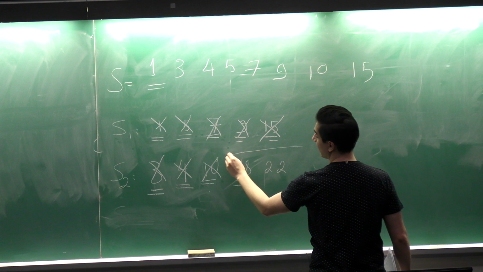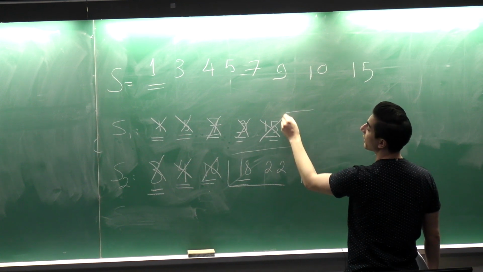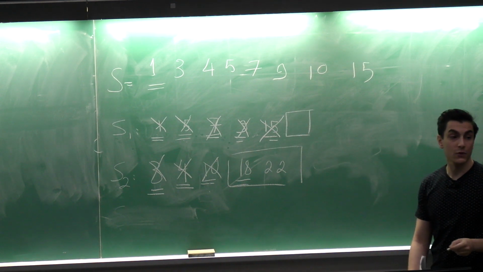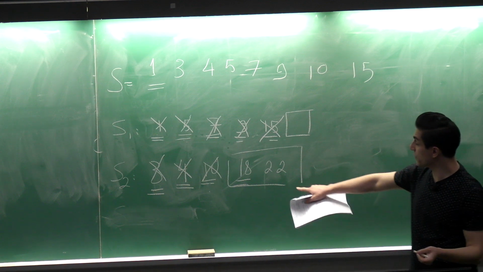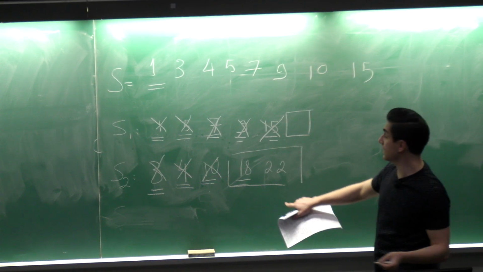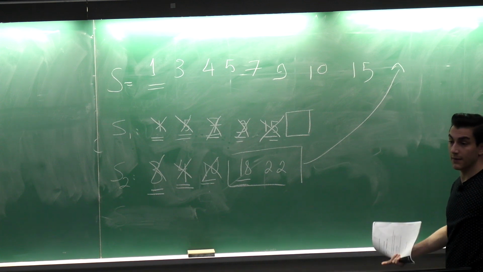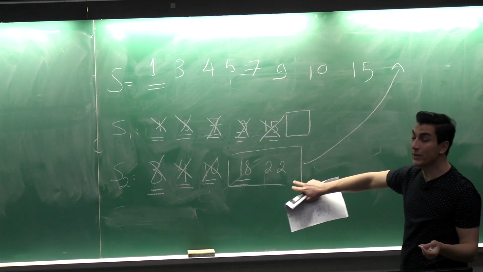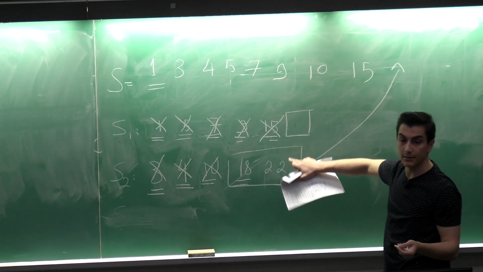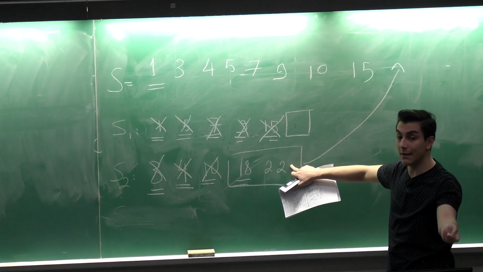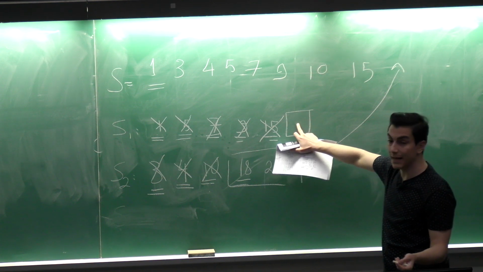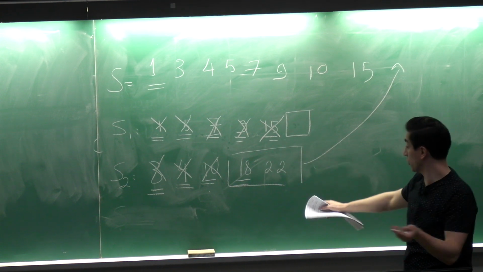We have these elements left in S2, but we have nothing in S1. So what should we do? Because we know these elements are sorted, it's enough just to copy them to here, right? That's all we need to do. So we stop comparing elements whenever one of the lists is empty. Whenever one of them is empty, there is nothing remaining to compare.